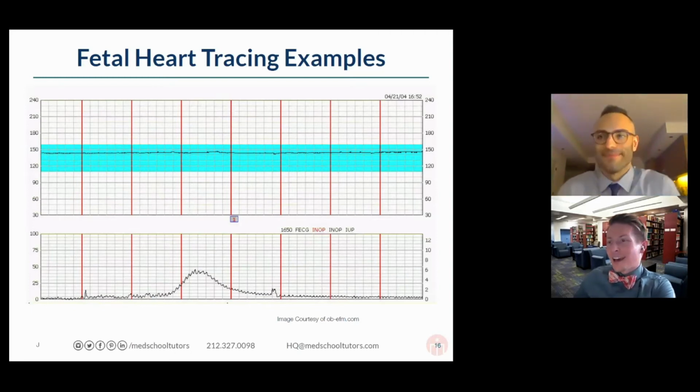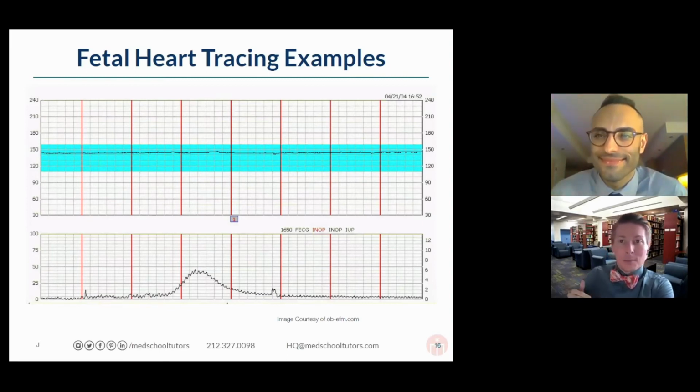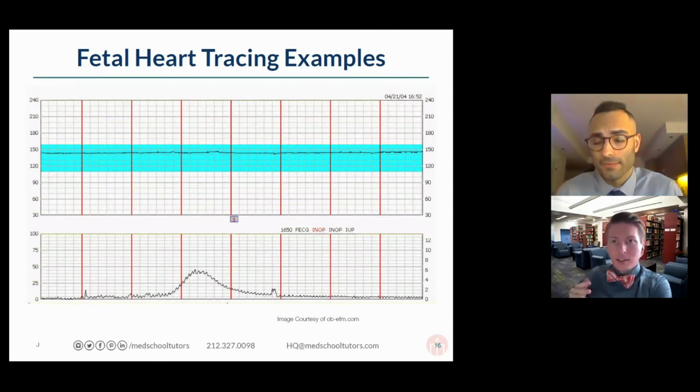So we have absent variability now. The fact that we don't see really any bumping up and down is something we should pay attention to for fetal heart rate. We should expect a little bit of up and down bumping for the fetal heart rate as we're progressing over the course of, in this case, several minutes, but usually 10 minutes.